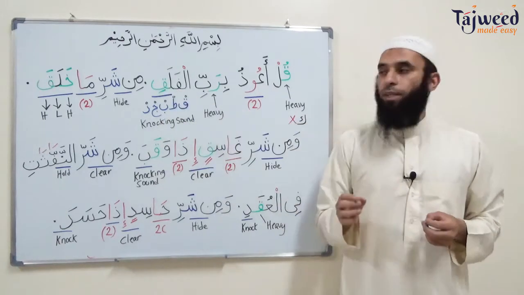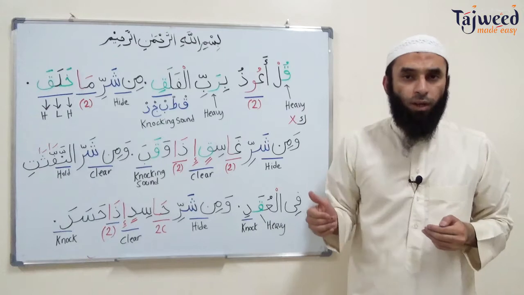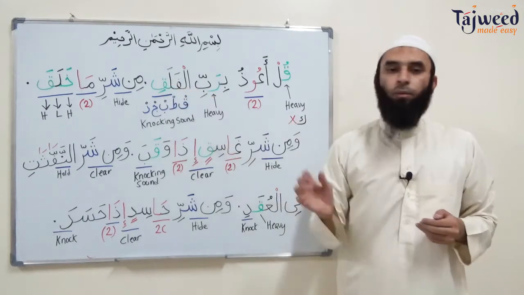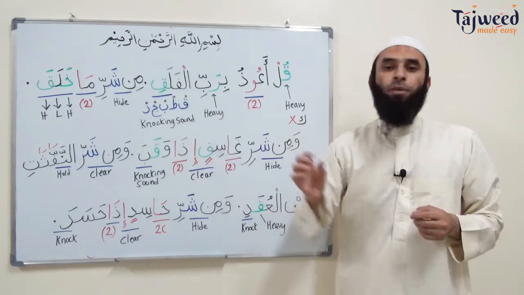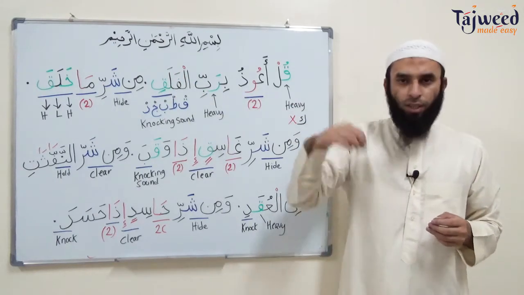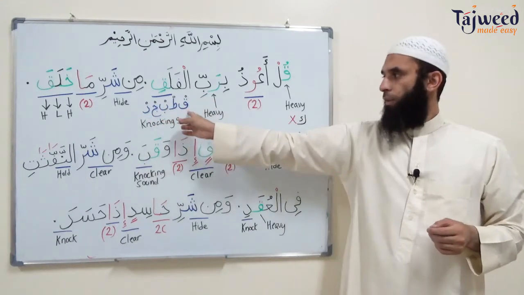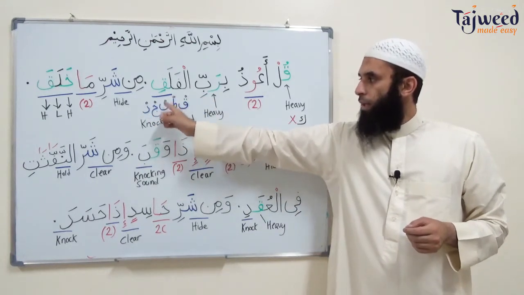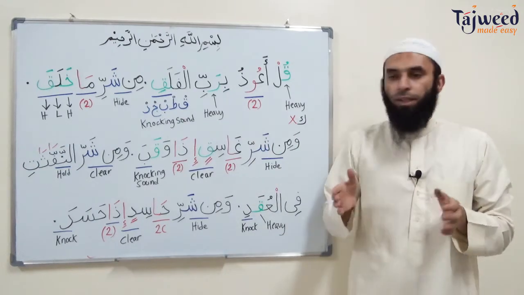Qaf from the heavy letters. Now here, because Qaf is at the end of the ayah, we're going to stop there. Because we're going to stop, we're going to change that into a sukoon. Whenever these five letters have a sukoon, Qaf, Ta, Ba, Jim and Dal, they are called the Qalqalah letters. They make the knocking sound.